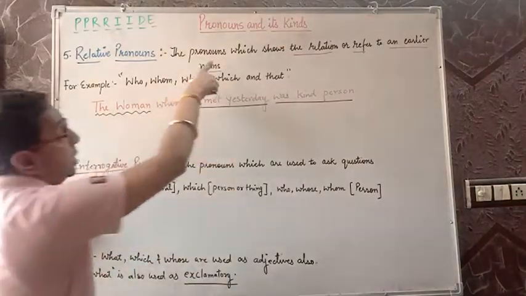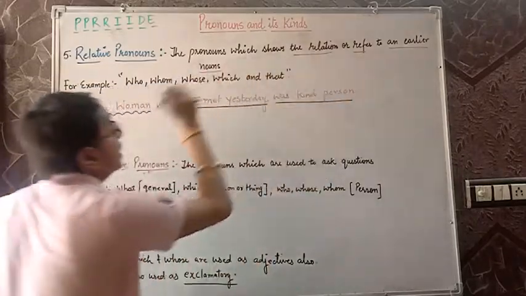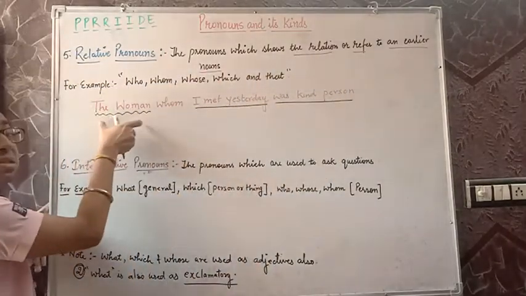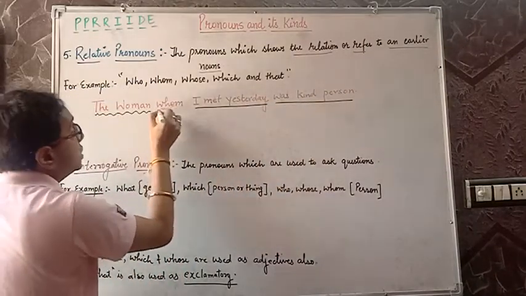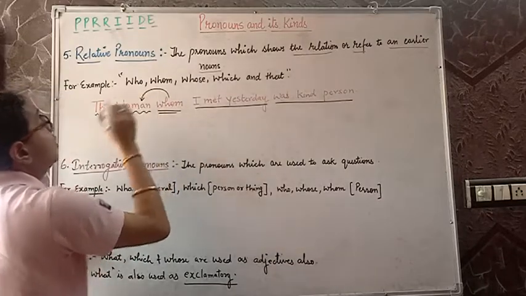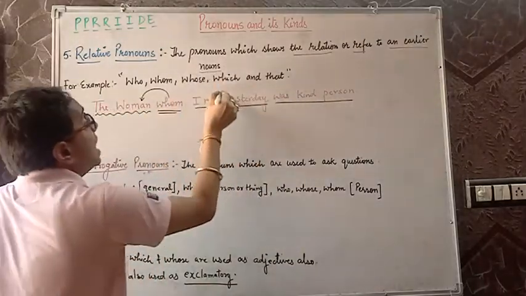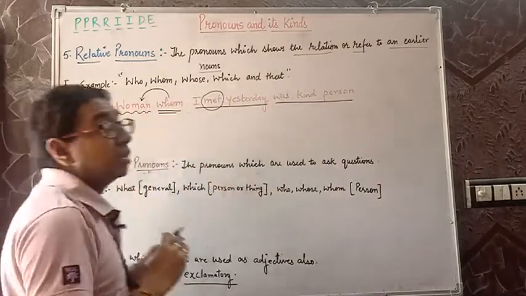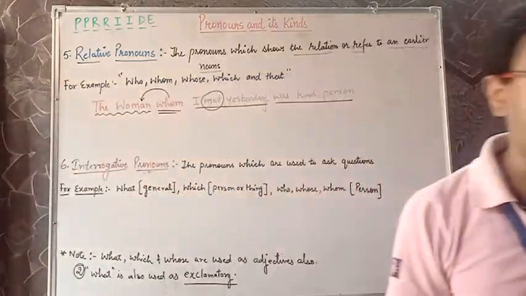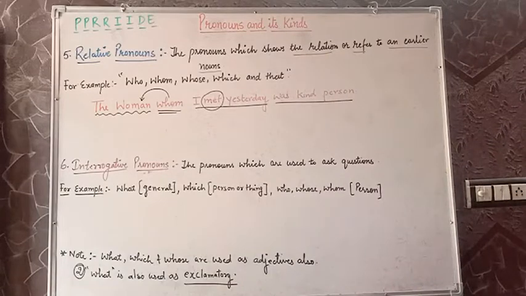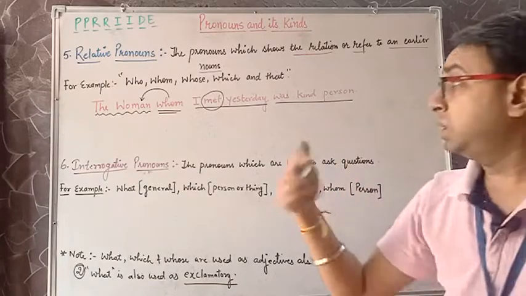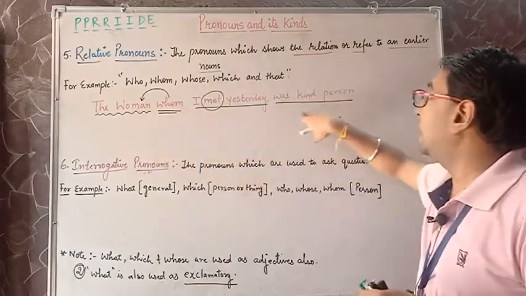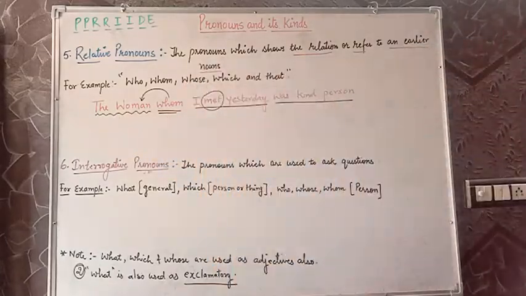Clear? Now, the pronouns which show the relation or refer to an earlier noun. Who is earlier? The woman, because I am talking about the woman whom I met yesterday was a kind person. So this whom is referring to the woman I am talking about. I met yesterday. That is why these words are known as relative pronouns. Are we clear? Clear with this? The woman whom I met yesterday was a kind person. Are we clear?